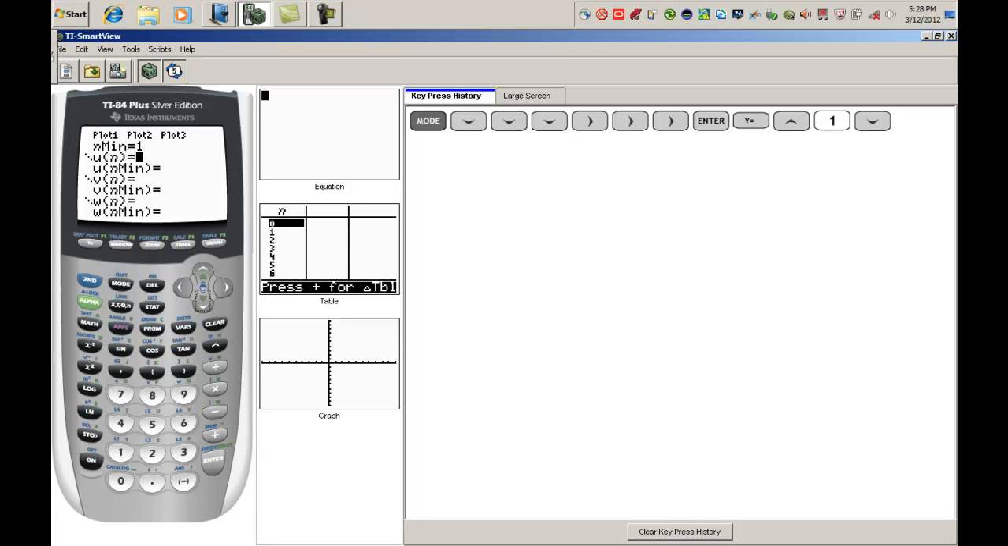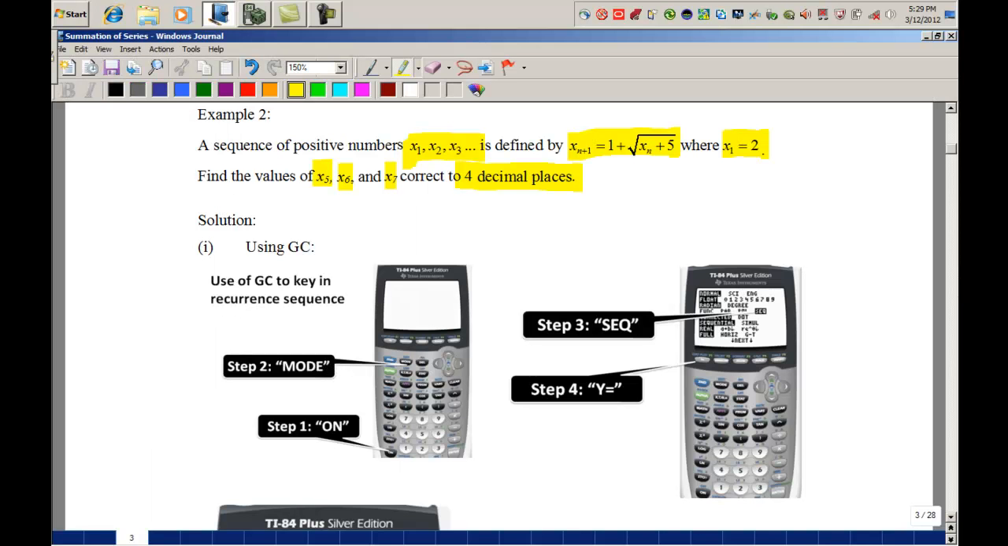Then the next thing I need to key in is the formula. Now notice the formula has got the n there, so you need to adjust your recurrence formula such that the left hand side in place of n plus 1 you have n, meaning this. Now go back to my notes. Now the recurrence formula is x_{n+1} = 1 + square root of (x_n + 5). Now because the graphic calculator has got the n on the left hand side, you need to rewrite it such that it looks like this.